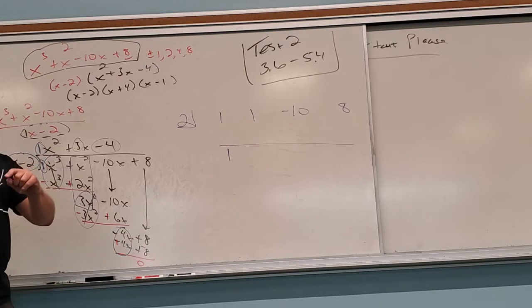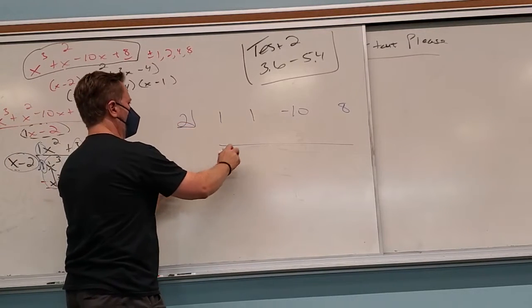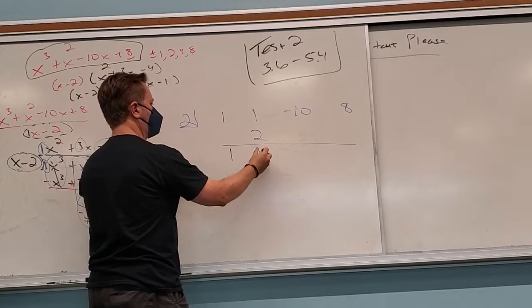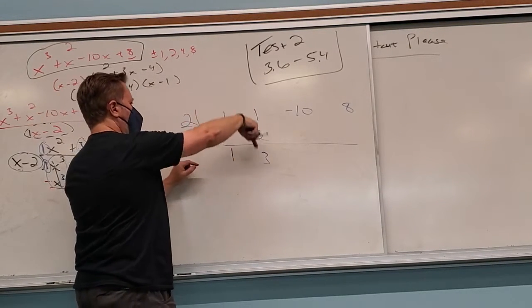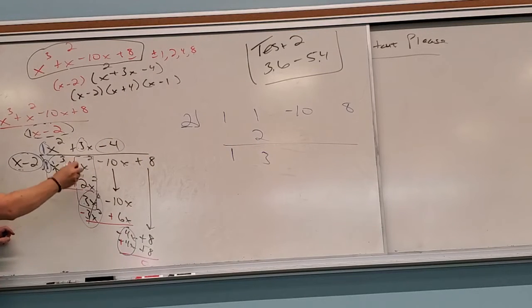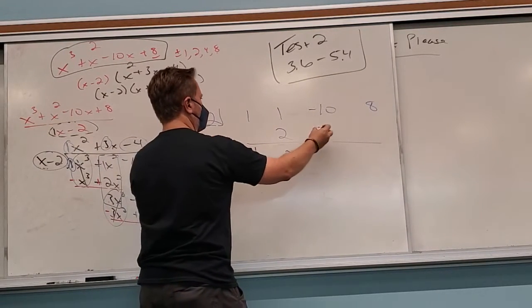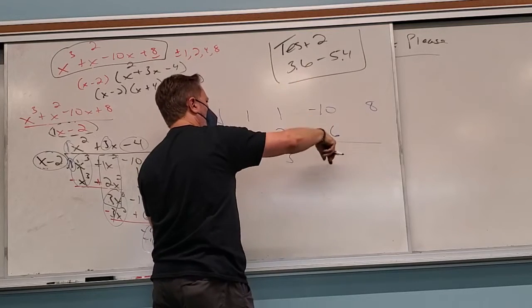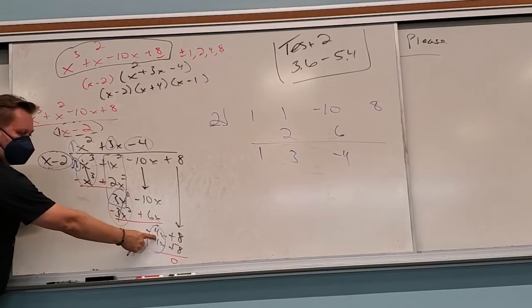And then you do this, you ready? Because didn't I do 1 times 2 to get this 2 here? Right? So then you do 2 times 1 is 2, and then you add. You multiply, put that there, add. By the way, 1 plus 2 is 3. Multiply, 2 times 3 is 6. Add. -10 plus 6 is -4.